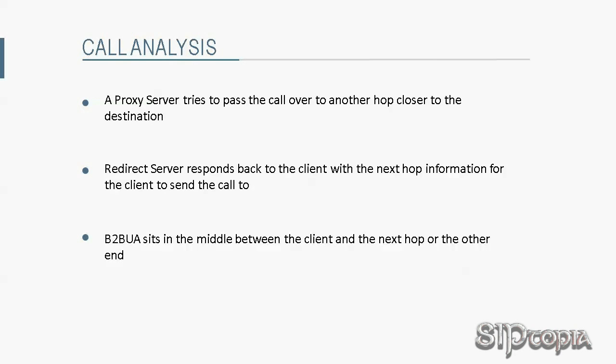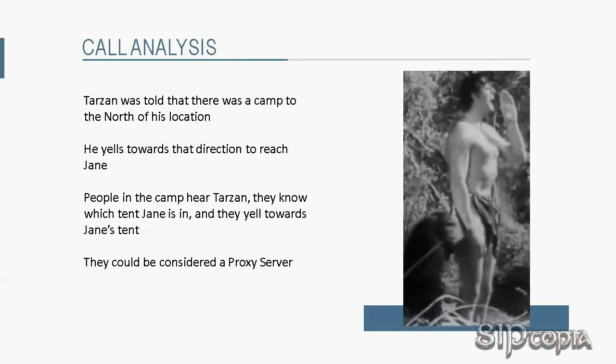And a back-to-back user agent sits in the middle between the client and the next hop or the other end. Going back to the jungle, let's say Tarzan was told that there was a camp to the north of his location and he should yell towards that direction to reach Jane. If the people in the camp hear Tarzan, they know which tent Jane is in, and they yell towards Jane's tent, they could be considered a proxy server.